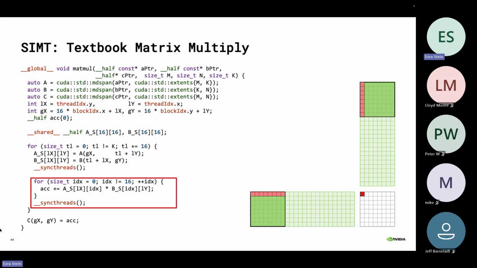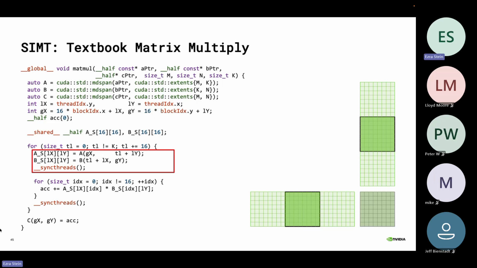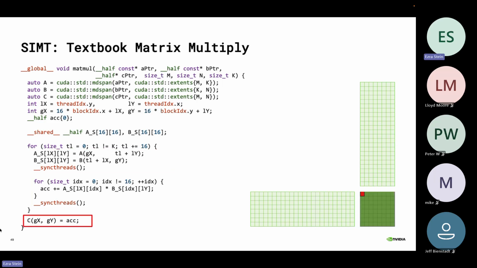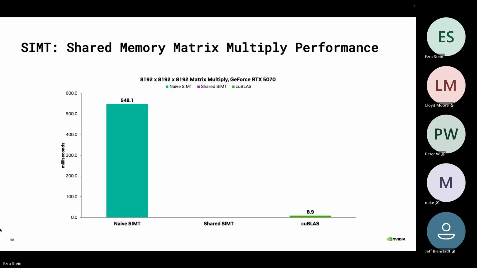So if we move on to the next step, we will perform the computation, we'll get a partial result. And again, we have to synchronize because we don't want threads to race ahead and go on to the next step until everyone's done with the computation. So we can repeat this process a few times, and then eventually we're done with the whole matrix, and we can store the result. All right, so let's see whether we've improved things.